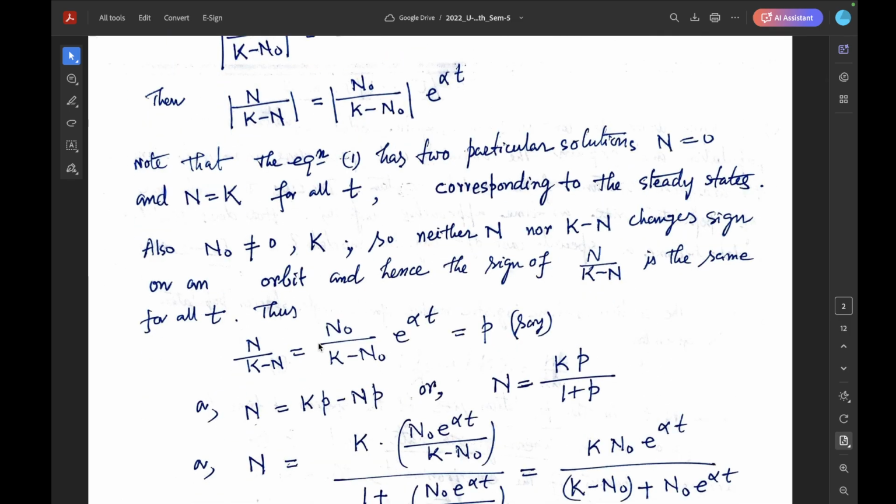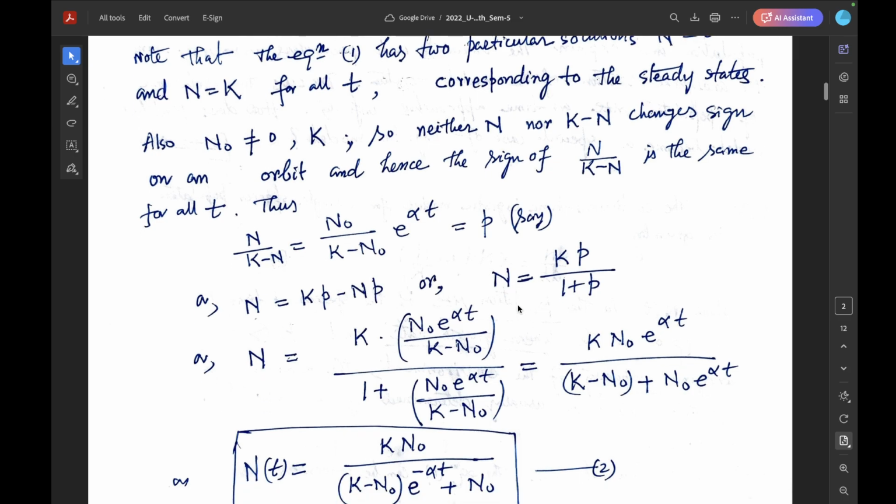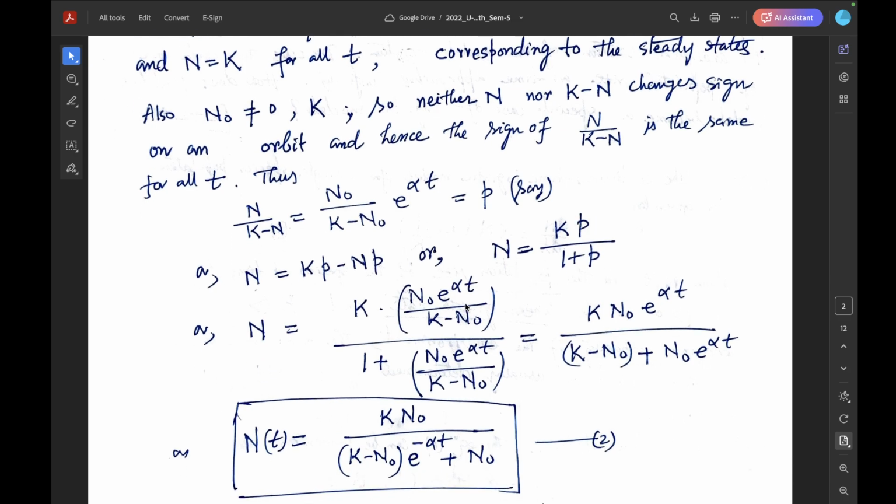So we can write this without the modulus sign: N/(K - N) equal to N0/(K - N0) times e to the power alpha t. This is equal to P, say. So we can write N equal to KP from this first ratio, N = KP/(1 + P), or from the first and second ratio, N equal to K N0 e to the power alpha t/(K - N0) divided by 1 + N0 e to the power alpha t/(K - N0).